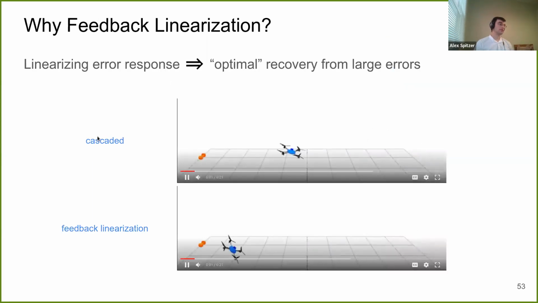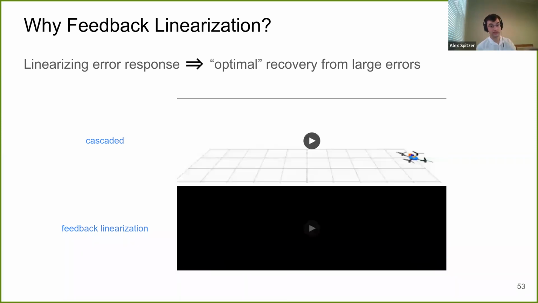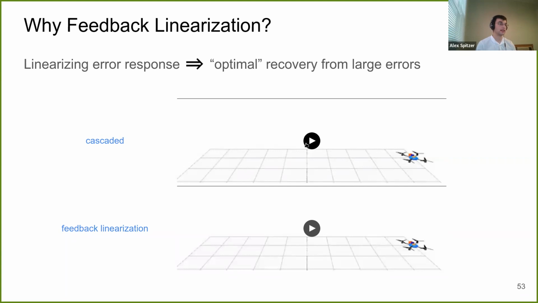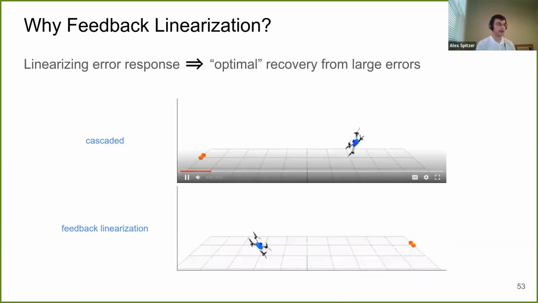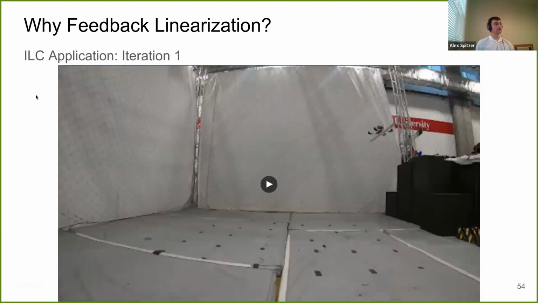So why might we want to use feedback linearization? Well, first, a linearizing error response can be seen as optimal or good. Here I've shown a robot given successive step inputs sideways with no change in altitude, and feedback linearization is on the bottom. Because of the linearizing error response, you can see that feedback linearization deviates in altitude, or in Z, a lot less than cascaded. The cascaded one is going up and down, and feedback linearization is staying relatively at the same level. Another reason is kind of an obscure one, but it's easier to apply iterative learning control to feedback linearization. And I'm going to show an example of this.